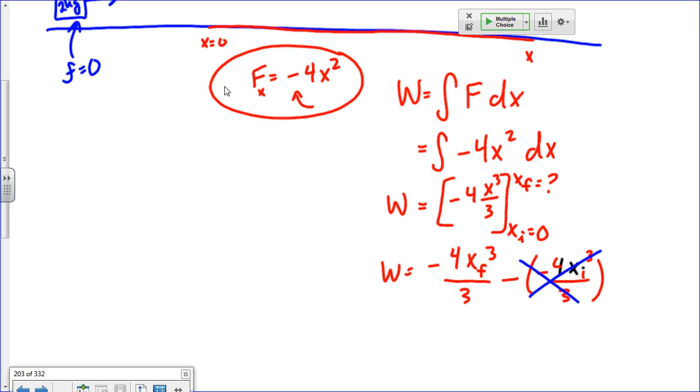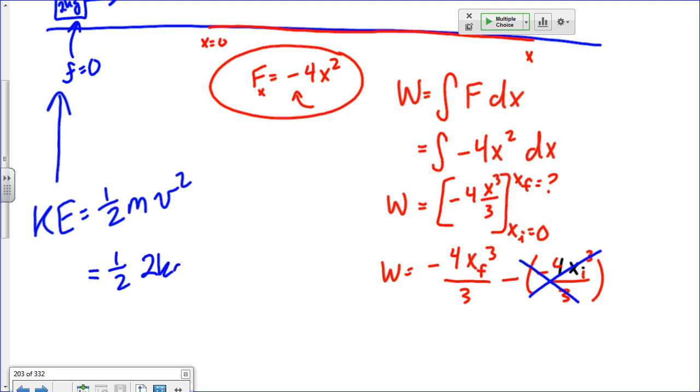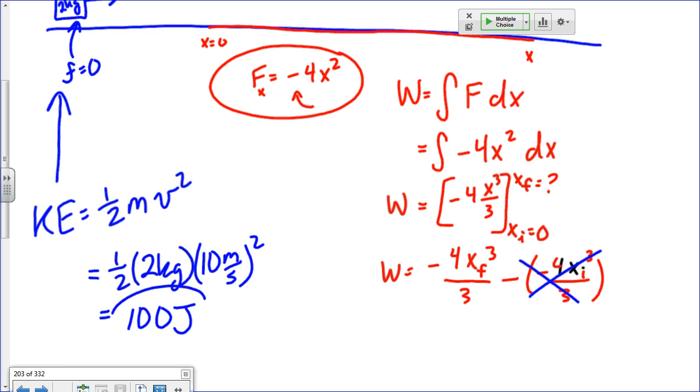So that amount of work is being pulled away from the object, and I want to set that amount of work equal to the total kinetic energy. So in the beginning, this object has a kinetic energy, which is equal to 1/2 mv squared. That's going to equal 1/2 of 2 kilograms, that's its mass, times v, which is 10 meters per second, squared. So that's 100 joules.